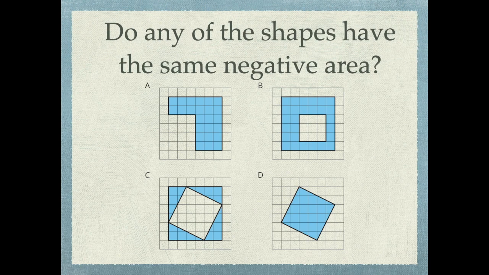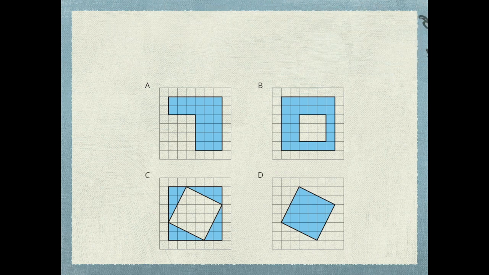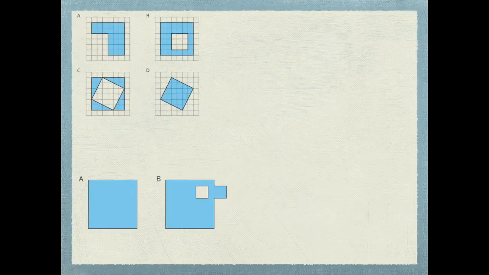Do any of the shapes have the same negative area? Oh my God. I didn't think about that. Like, the negative area means the part not colored in blue. Oh my God. Oh, wait. Okay. Sorry. I know how to do D, but I'm not going to tell you yet. You're going to have to wait till the next video. Oh my God. I feel so smart. I just figured it out.